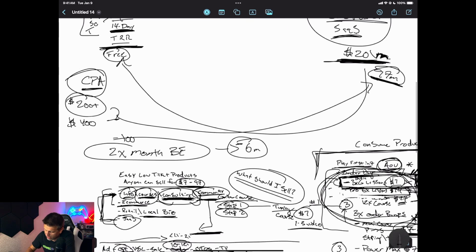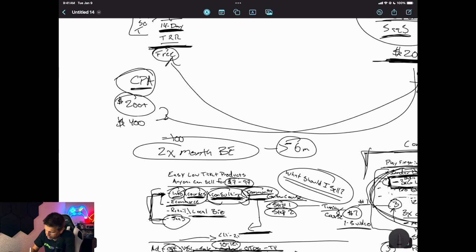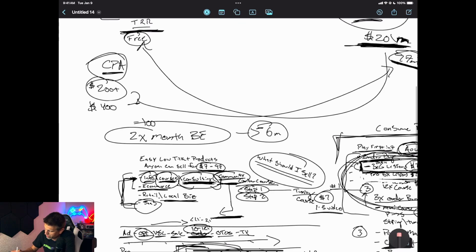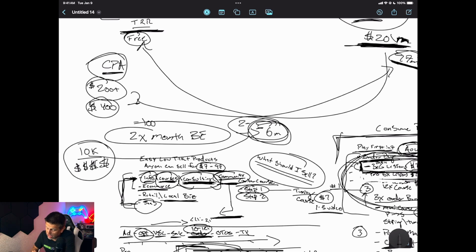They can spend, let's just say, $400. Let's just say it costs $400 to acquire a customer. And let's just say they want 10,000 customers, okay? Well, that's a whole lot of cash that you're fronting, okay? And you have to wait 6 months, let's say 2 to 6 months, to get that cash back. That's a lot of front-end cash.